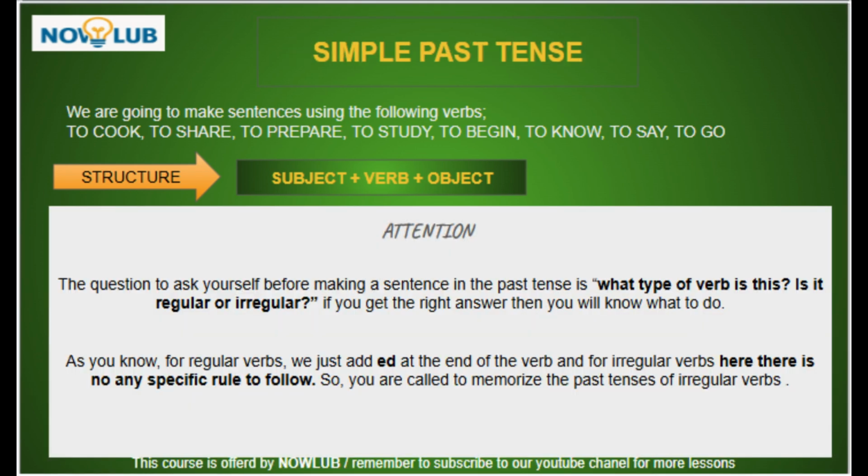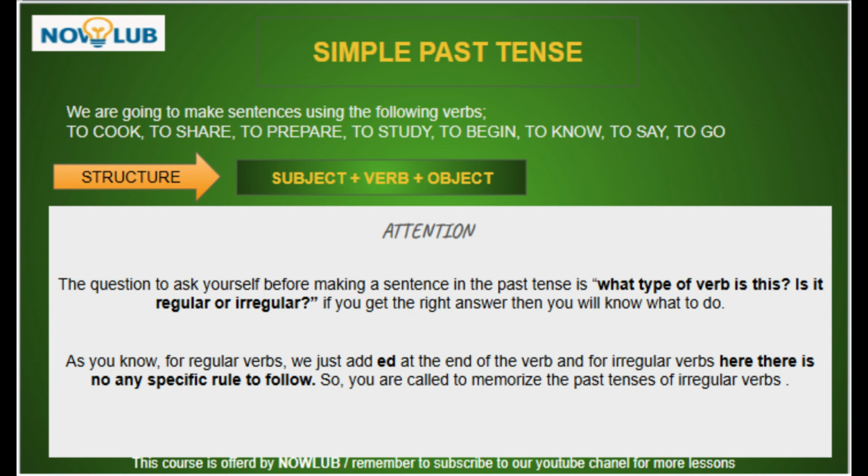So now here we come to simple past tense. We are going to use the same kind of verbs. The structure is still the same, subject plus verb, but verb in past, plus object. So now the question you should ask yourself is, before you make any sentence in past, what type of verb is this? Is it regular or irregular? If you get the right answer here, then you will know what to do.